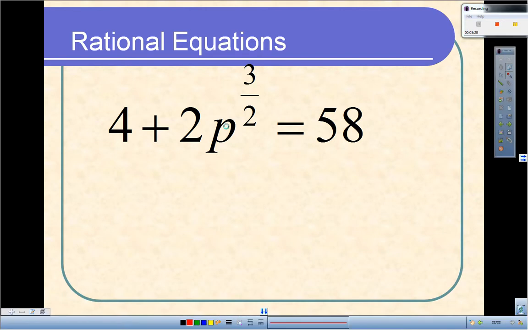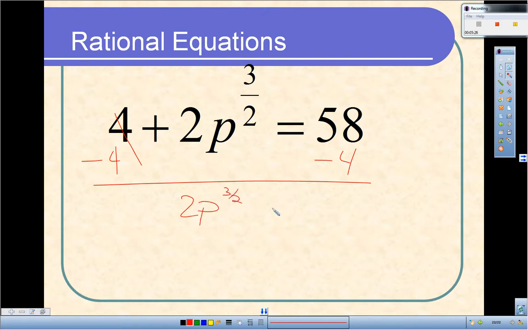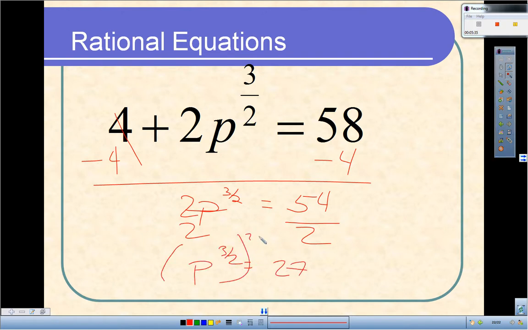Alright, notice there are no parentheses, but my variable is p, so I need to isolate it, so I'm going to subtract 4 first. That'll give me 2p to the 3/2 power equals 54. Divide by 2 next, so that gives me p to the 3/2 power equals 27. Now that my variable is isolated, now I can raise it to the reciprocal. The reciprocal and its power cross out, so that leaves me 27 to the 2/3, which would be 9.